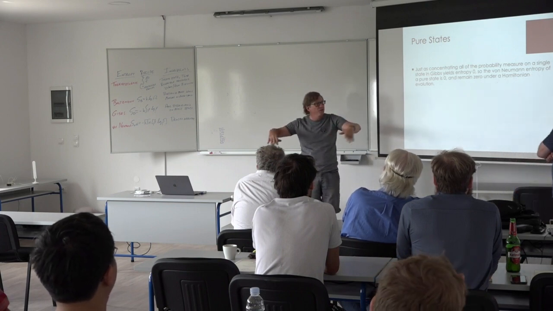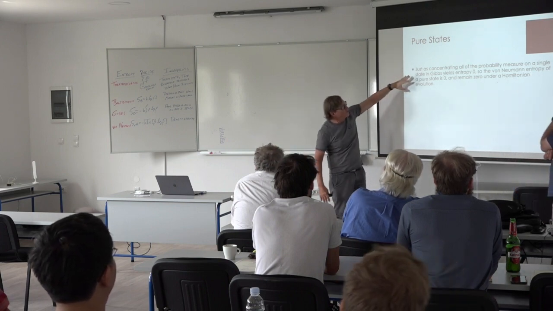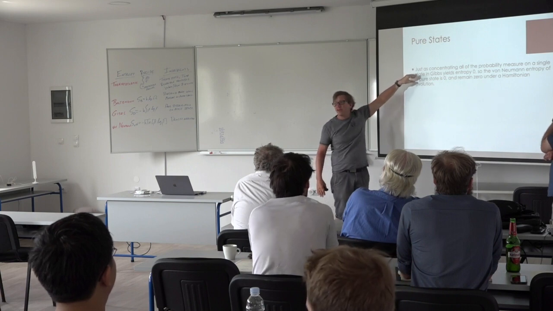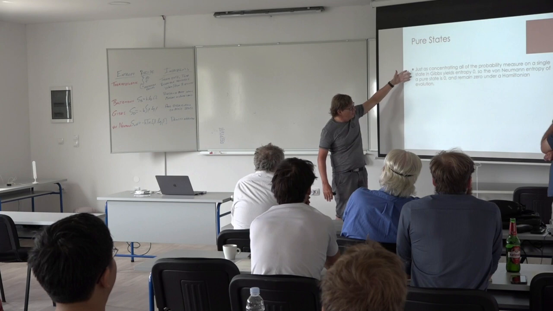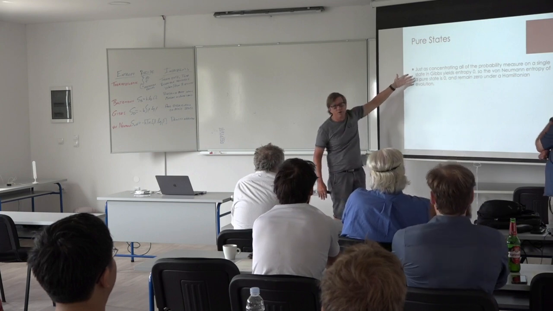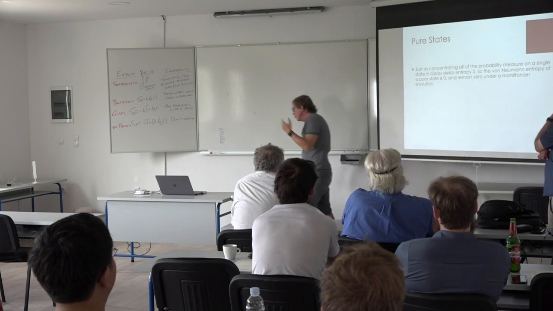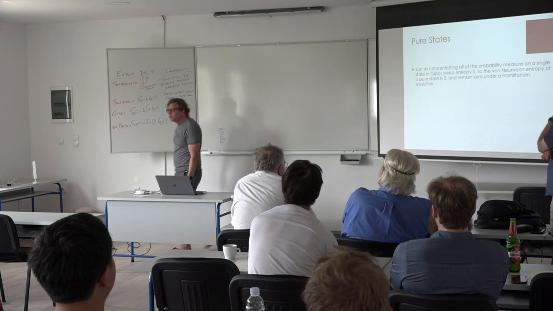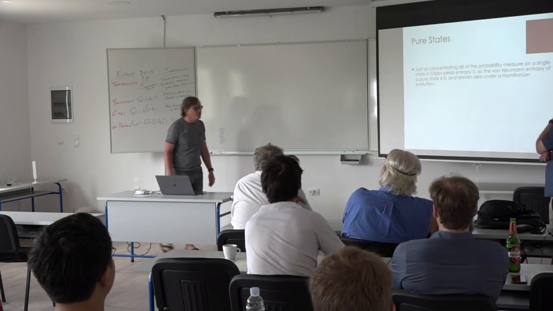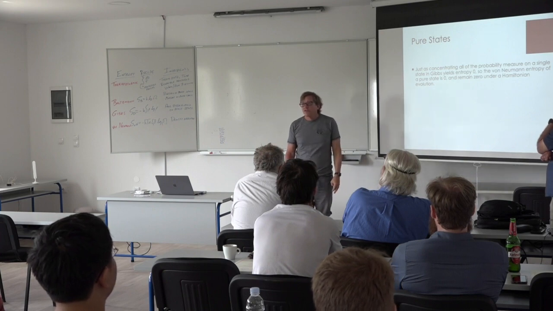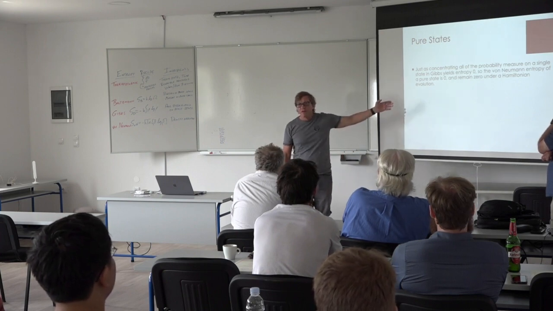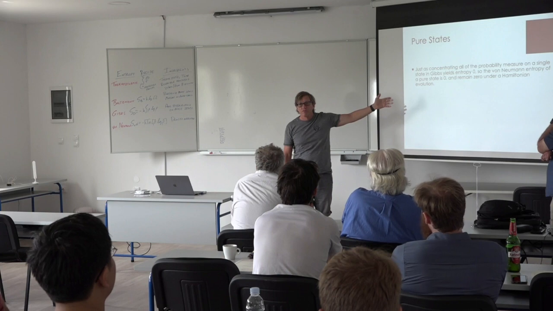I did that last time. And the same thing here. If you concentrate all the probability on one state in Hilbert space, which means you're in a pure state, then the von Neumann entropy is going to be 0. And because pure states evolve into pure states under Hamiltonian evolution, it's always going to be 0. So this entropy cannot increase.